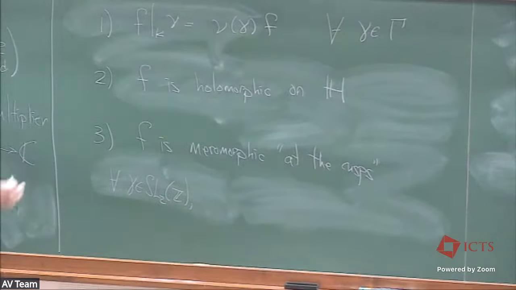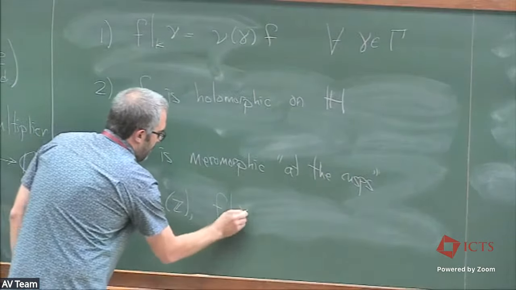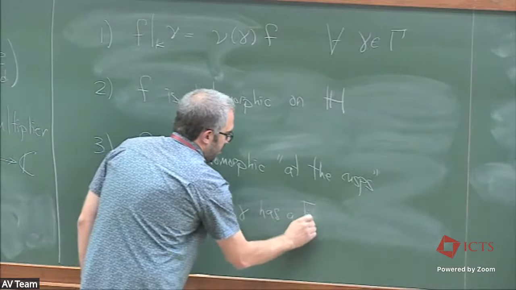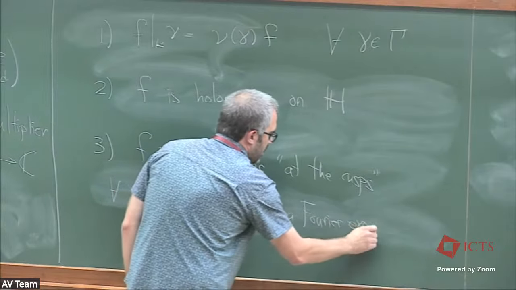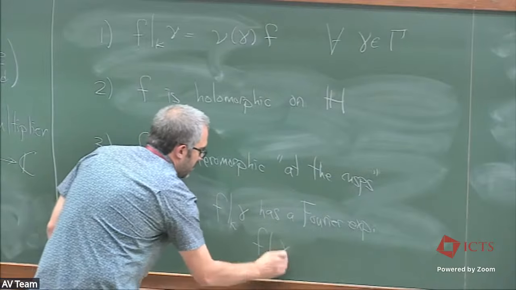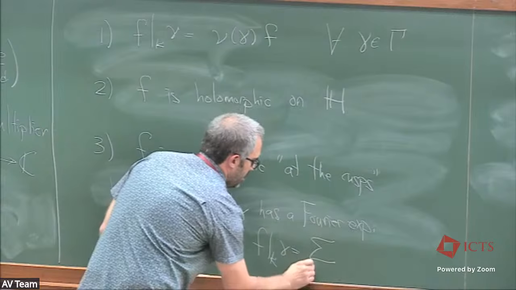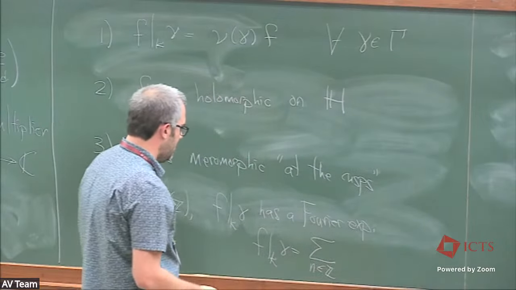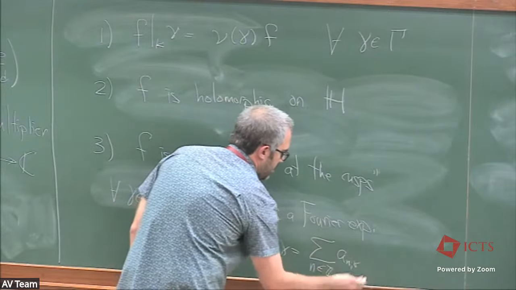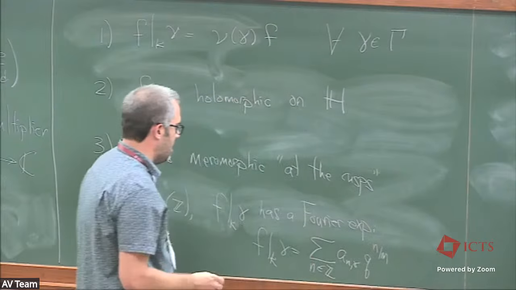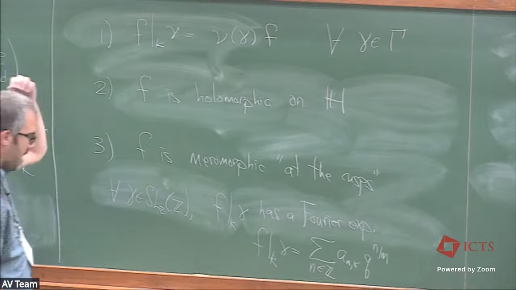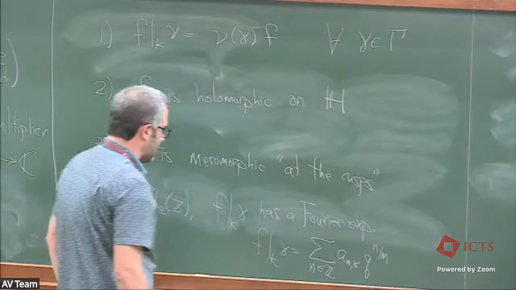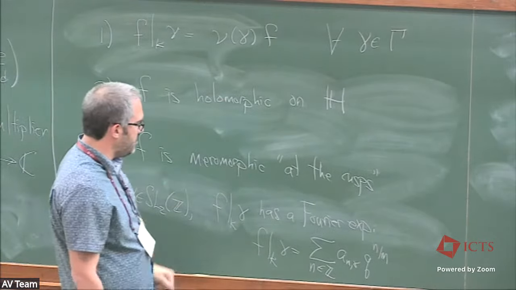All right, so for each gamma in SL2Z, even if the group that we're looking at is a subgroup of SL2Z, the function f slash k gamma is going to have a Fourier expansion that looks like this: the sum over n in Z of a_n(gamma) q to the n over m, where m is an integer that could depend on gamma, and these a_n(gamma) are just the coefficients.